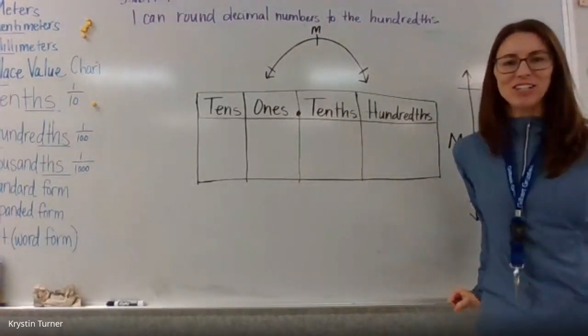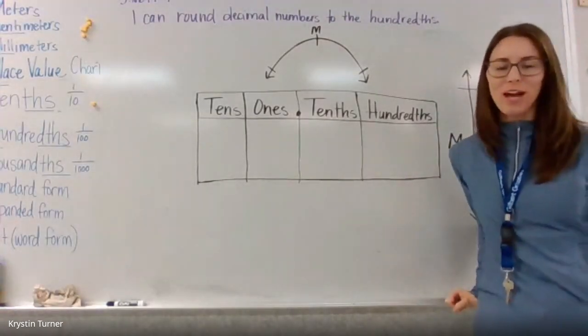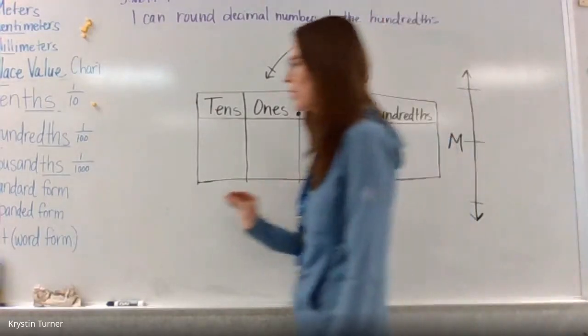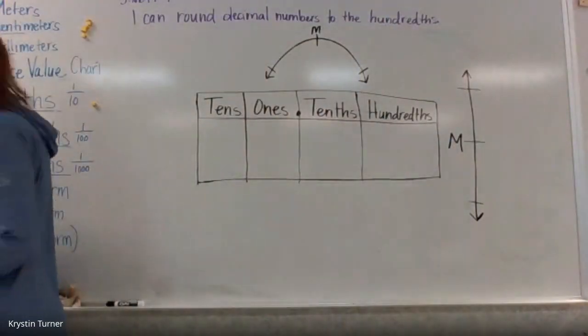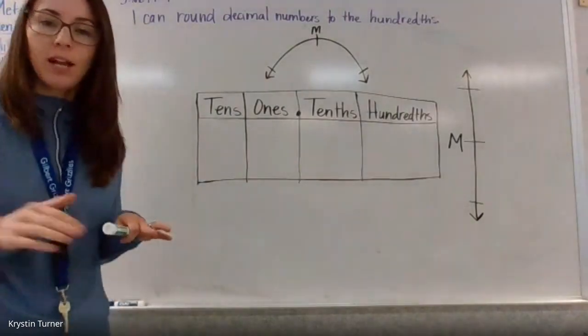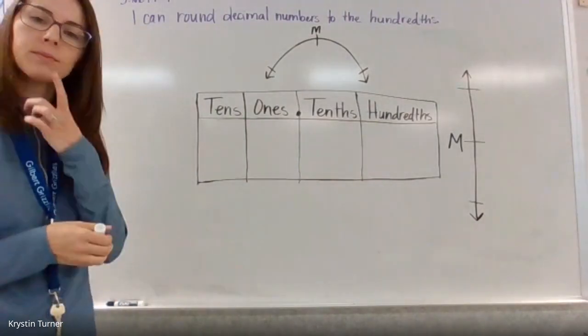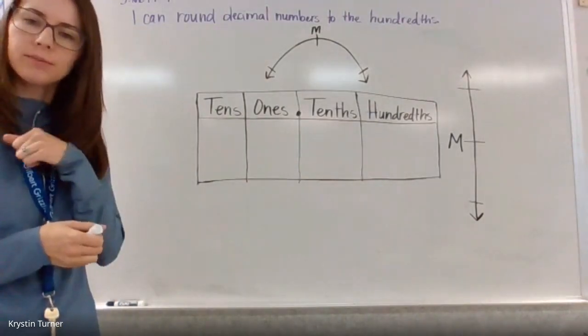Hey, fifth graders, it's Mrs. Turner, and we are going to continue with our rounding. This time, we are going to round the number 27 and 41 hundredths. Can you write that in the place value chart?